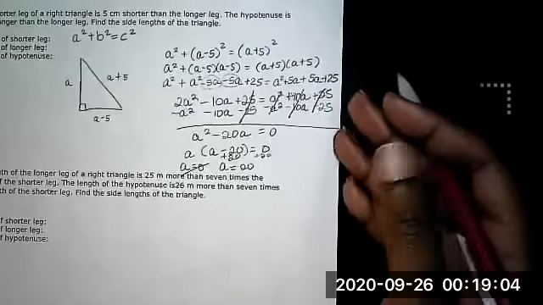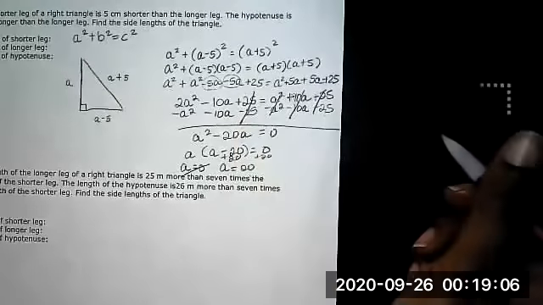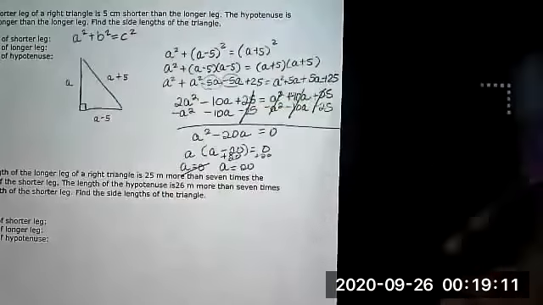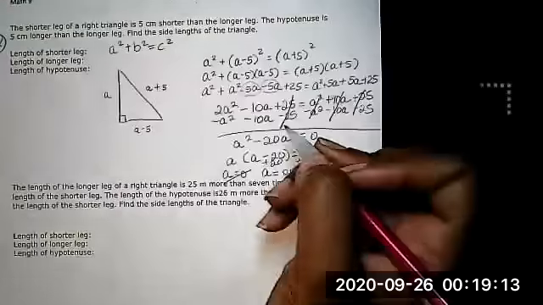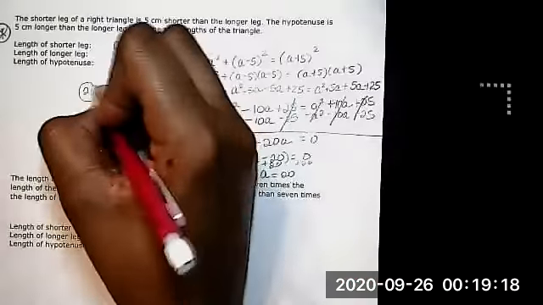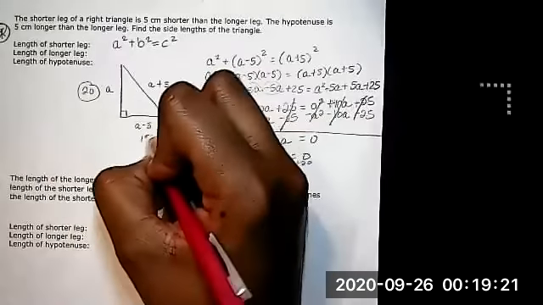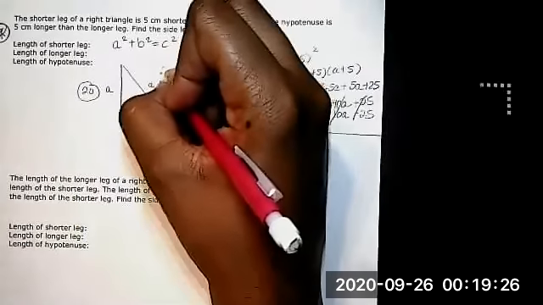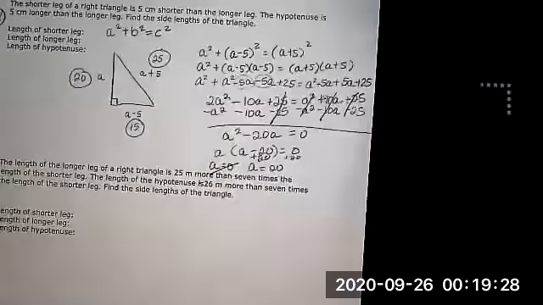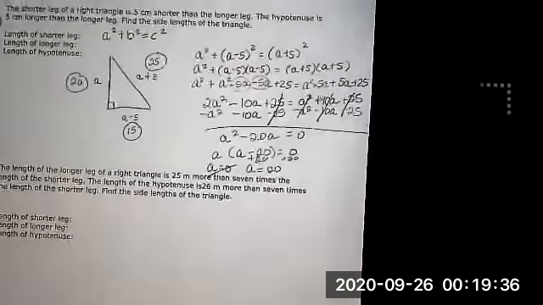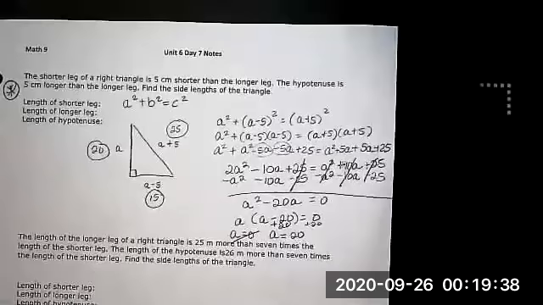Now that we have A, we can find everything else. The shorter leg is 5 centimeters shorter. So if A is 20 and we subtract 5 from that, we'll have 15. And if we added 5 to it, that will be 25. So those are all of our lengths. The shorter leg is 15, 20 is your longer leg, and the hypotenuse is 25. So we did find all of those sides.